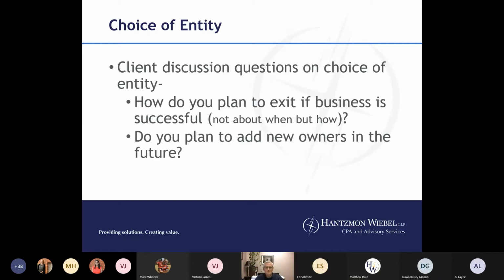Another question that needs to be part of the discussion in choice of entity: do you plan to add new owners in the future? Do you intend to bring in other people, either to bring capital or to bring expertise, as you grow the business? What does the future of that look like?